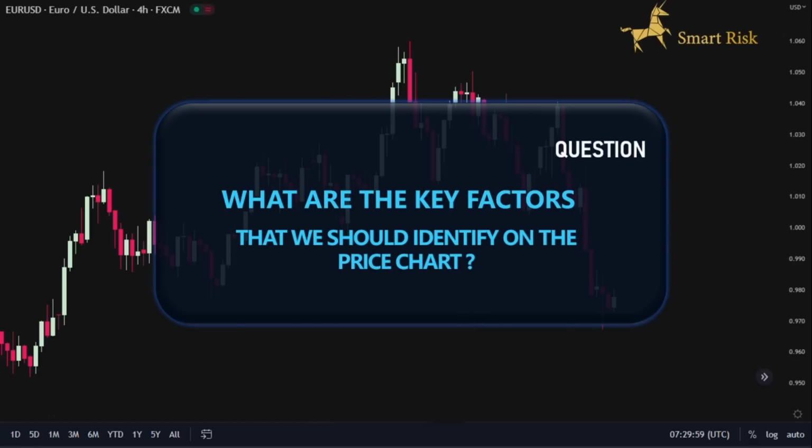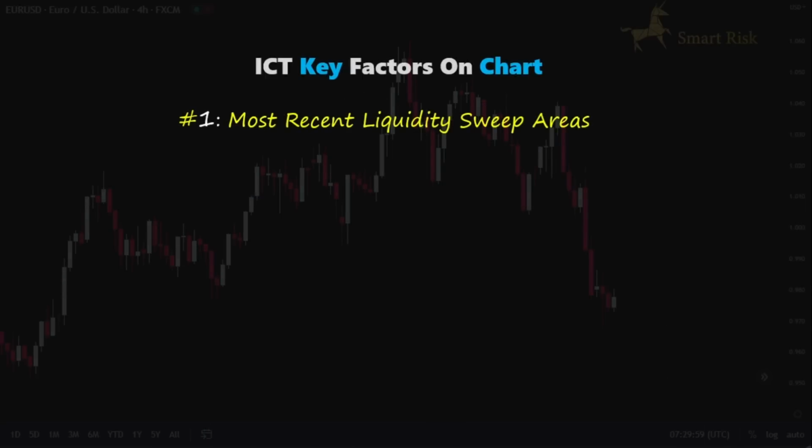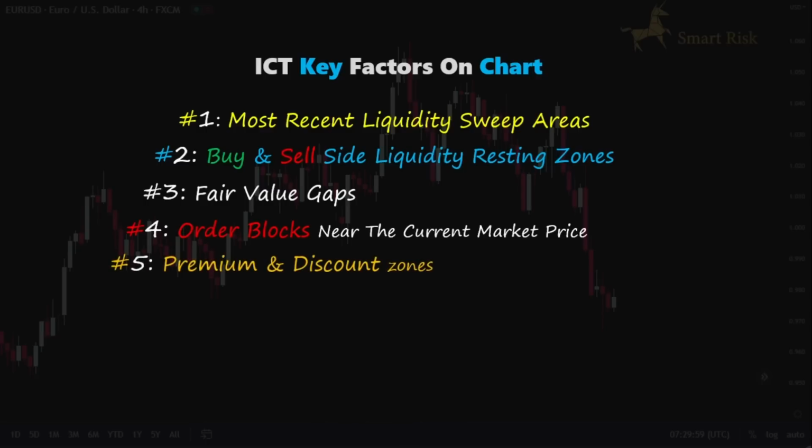So, what are the key factors that we should identify on the price chart? First, we should look for the most recent liquidity sweep areas. Second, we need to detect buy or sell side liquidity resting zones. Third, we need to flag fair value gaps. Fourth, we should spot order blocks close to the current market price. Fifth, we should identify premium and discount zones. Sixth, we need to spot the general outline of the market.